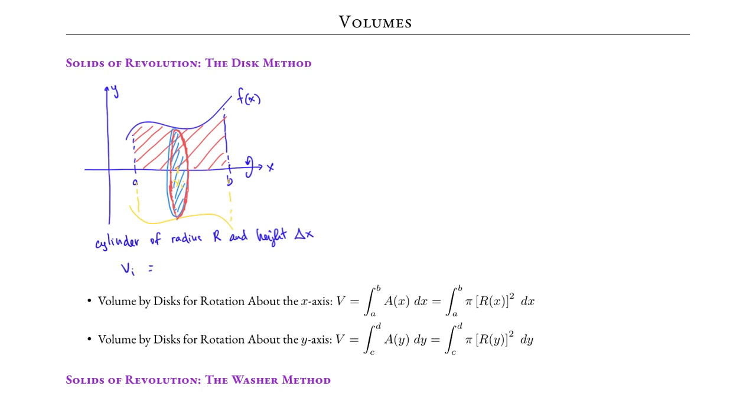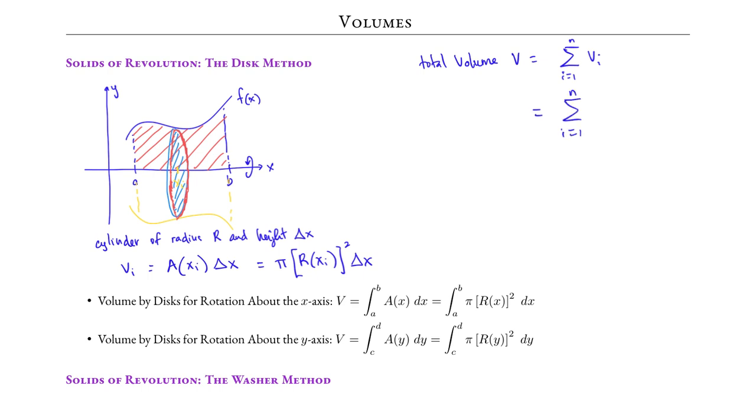The volume of a cylinder is pi r squared h. The area of the disc is pi r squared, and h, the height, is delta x in this case. So V sub i is pi times r of x squared delta x. The total volume is the sum of the volumes of all of these little cylinders. It is the sum as i goes from 1 to n of pi r of x squared times delta x, where r of x squared times pi is the area of the circular disc.